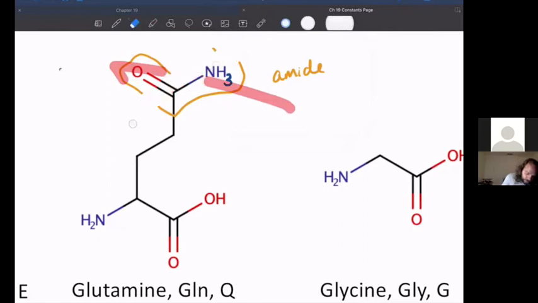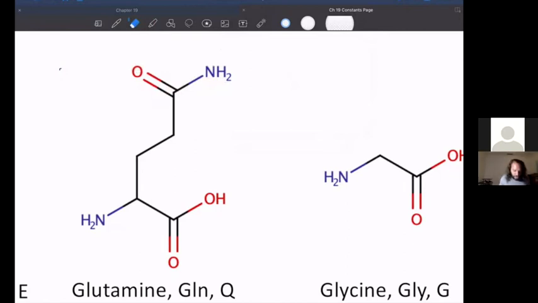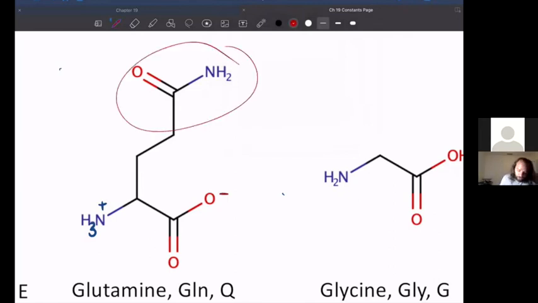All right, so for this, if I wanted to make this one at physiological pH, the only thing I would have to change would be my amino group to an ammonium and my carboxylic acid to a carboxylate. Don't have to touch the R group at all.